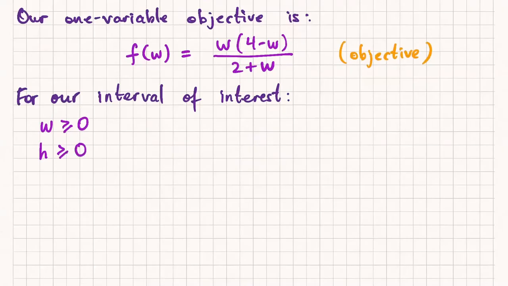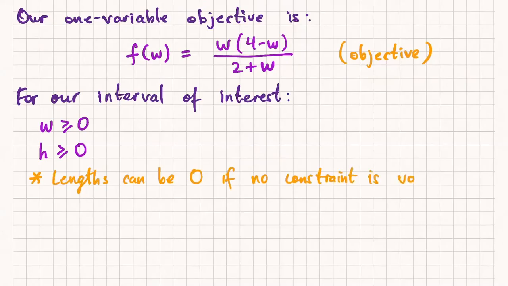And so is H equals 0. So I want to make this clear: lengths can be 0 if no constraint is violated. Now you might say it's not a rectangle, but actually it is. So what does a rectangle with width 0 look like? It looks like a line segment. So that is a rectangle, it just has length 0. That's all. They're called degenerate cases. It's called a degenerate rectangle because one of the dimensions has collapsed to 0.